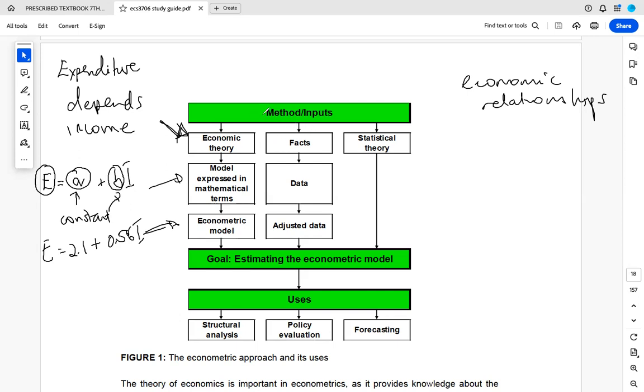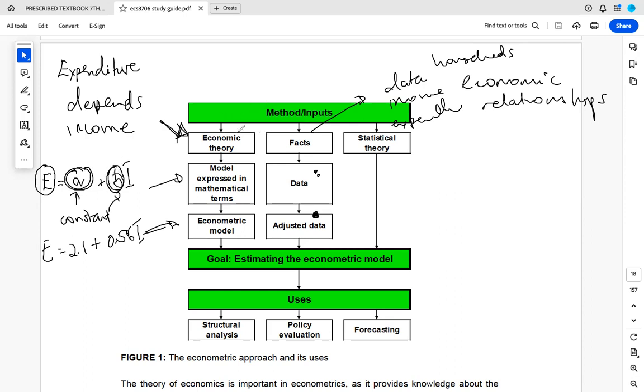Right. So that's how econometrics has an input based on economic theory. Another input in an economic model is facts. We might have historical data for different households. Maybe we have different households, and these households have values which show their income and their expenditure, right? So that's the data. We can take this data, adjust it, and then use it to help us to predict these parameters.